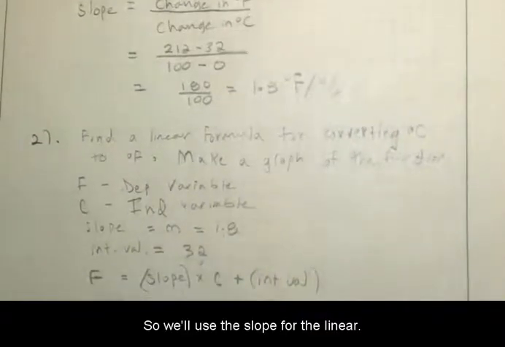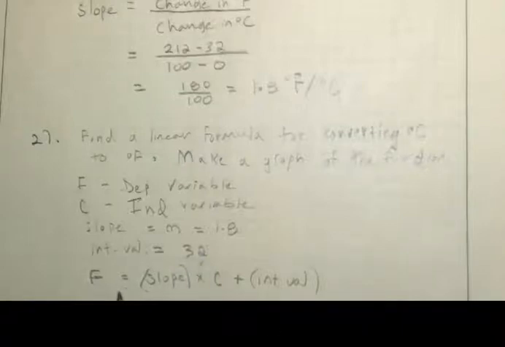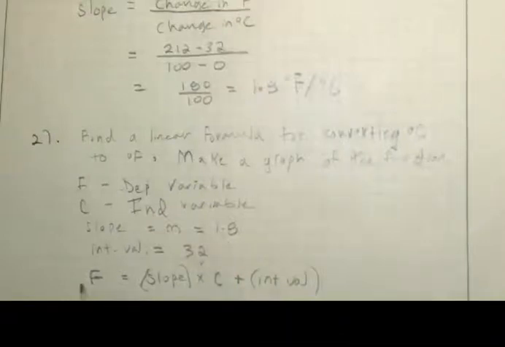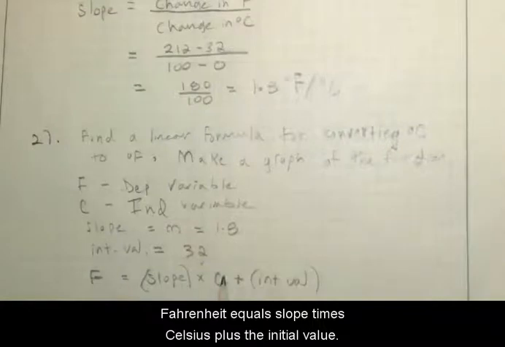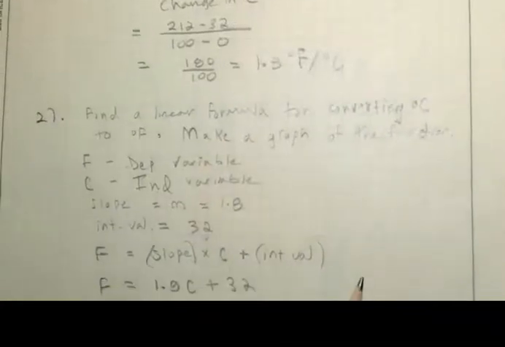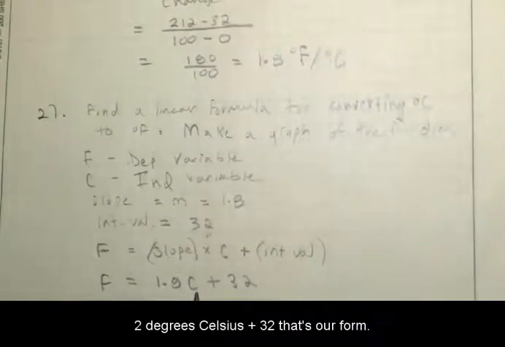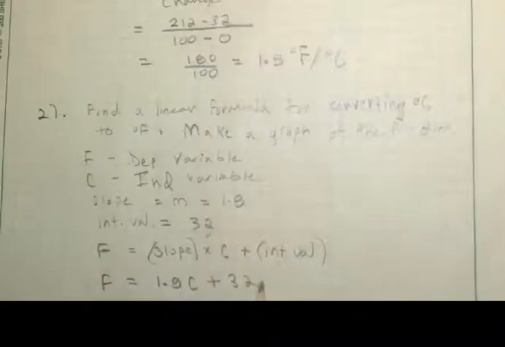So we'll use the linear formula: slope times the independent variable plus the initial value. So it's Fahrenheit equals slope times Celsius plus the initial value. So we have degrees Fahrenheit equals 1.8 times degrees Celsius plus 32. That's our formula here.